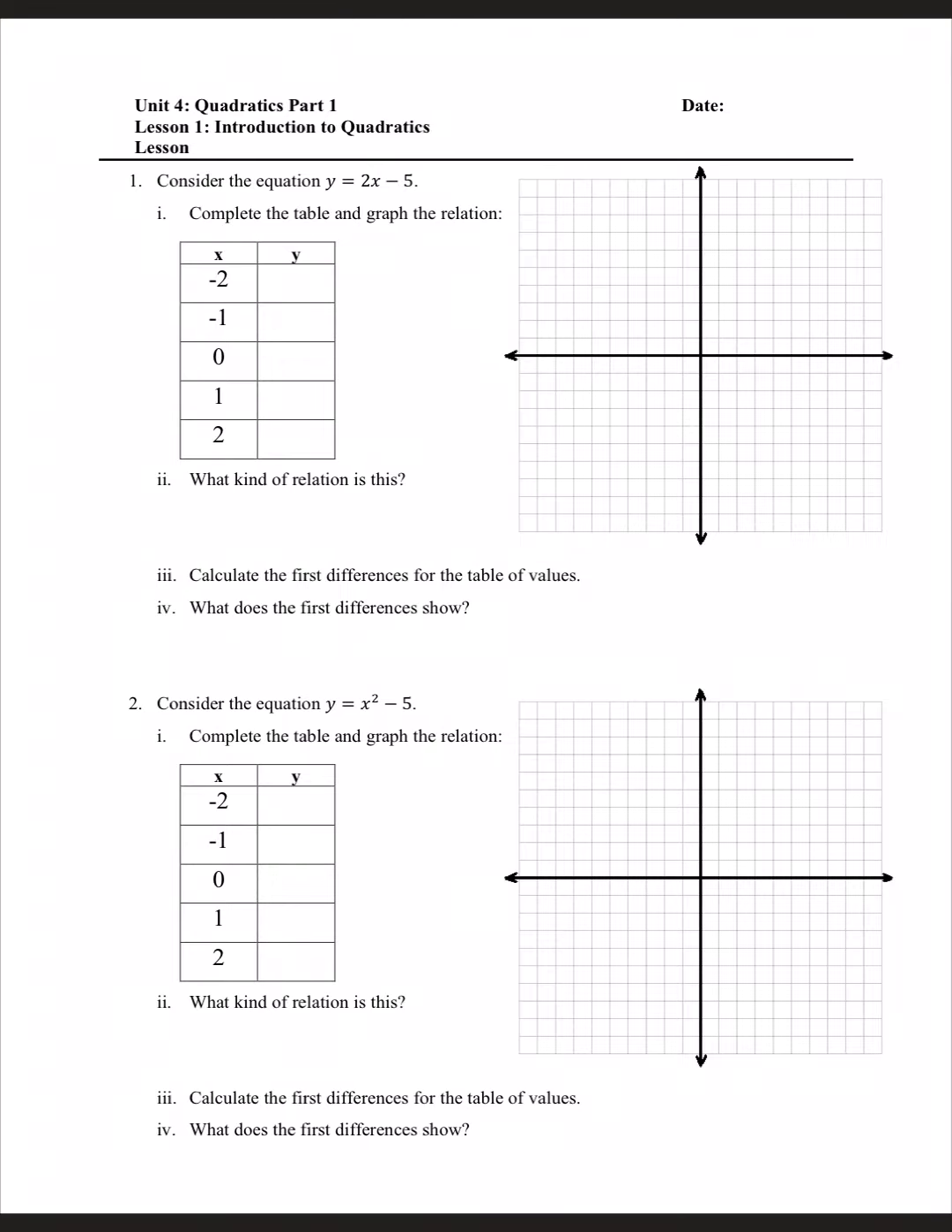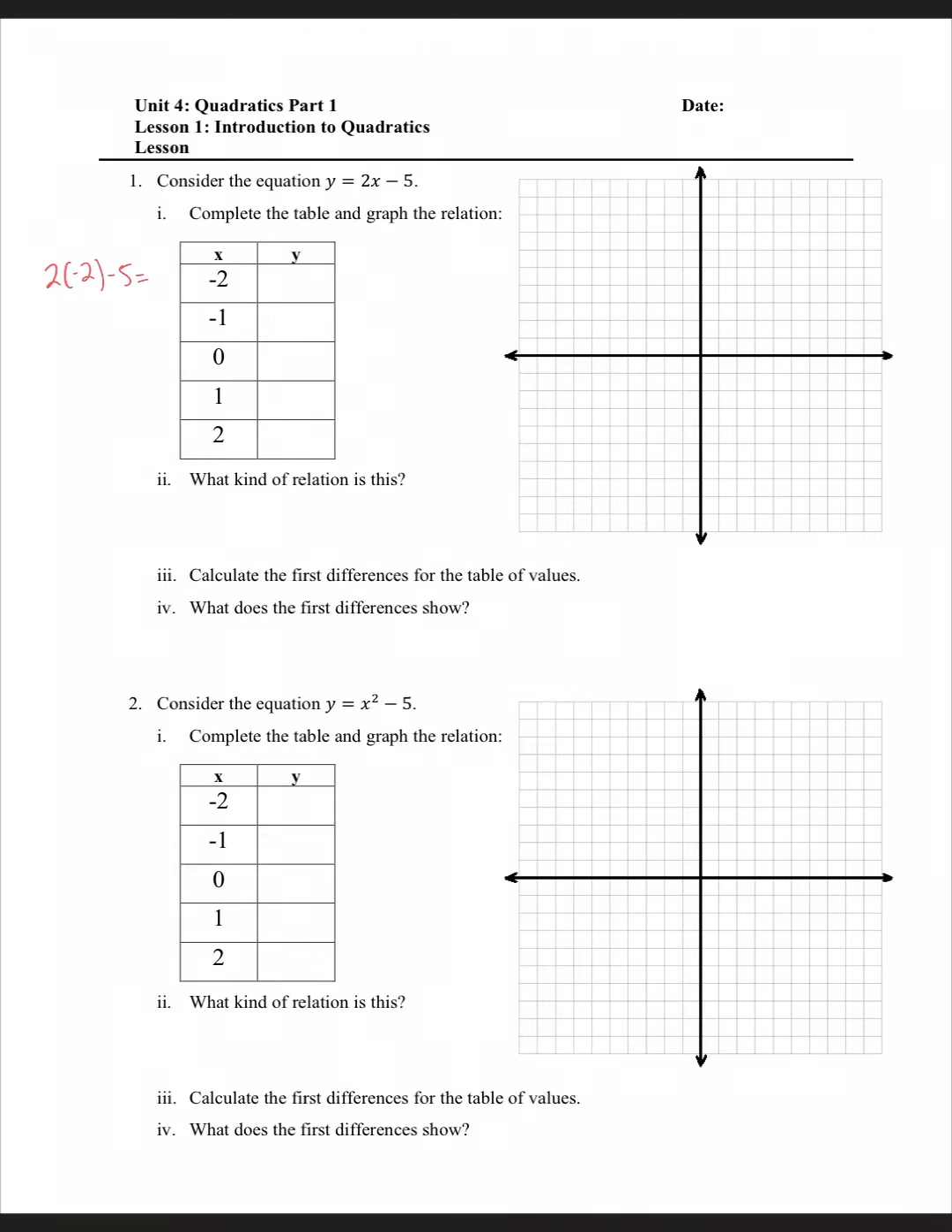So if we look at this equation, y equals 2x minus 5, we should hopefully be able to see that that is the equation of a line from our previous units. We're going to fill in that table of values for this equation. So if it's y equals 2x minus 5, we're going to substitute in a negative 2 for x.